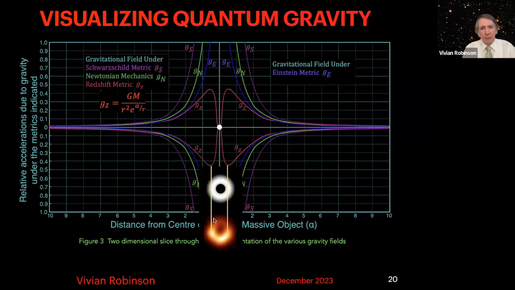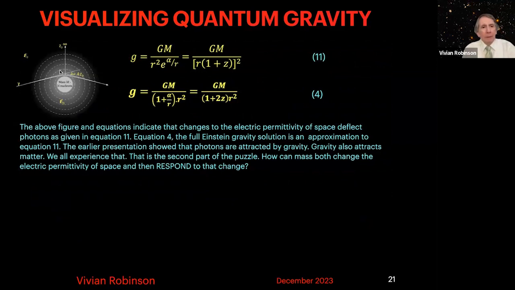What they actually observed, and these are taken from the Event Horizon Telescope collaboration looking at the center of galaxy M87, I respectfully suggest that these are not black holes. Now, the above figure, which has shown this diffraction, and these equations indicate that changes in electric permittivity of space deflect photons, as given in this equation. Turns out equation 4, the full Einstein gravity solution, is just an approximation to this equation.